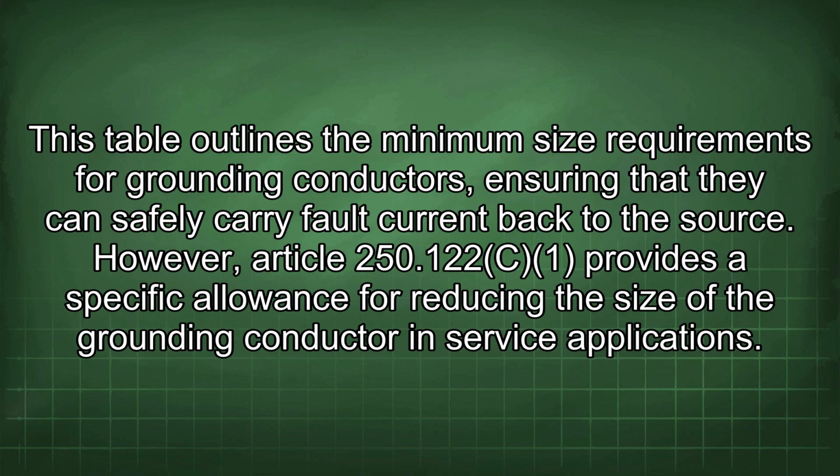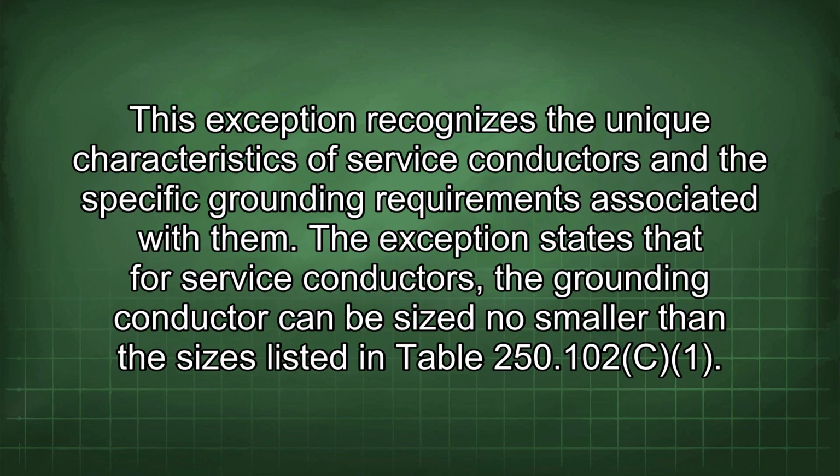Article 250.122 provides a specific allowance for reducing the size of the grounding conductor in service applications. This exception recognizes the unique characteristics of service conductors and the specific grounding requirements associated with them. The exception states that for service conductors, the grounding conductor can be sized no smaller than the sizes listed in Table 250.102.